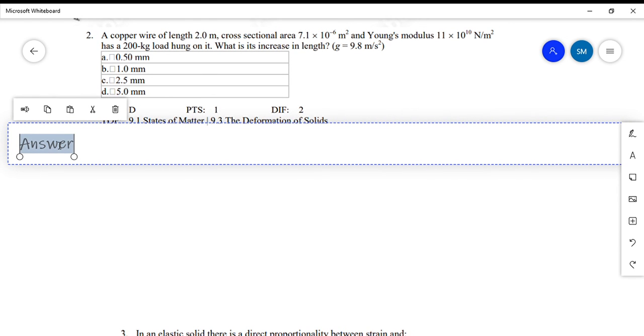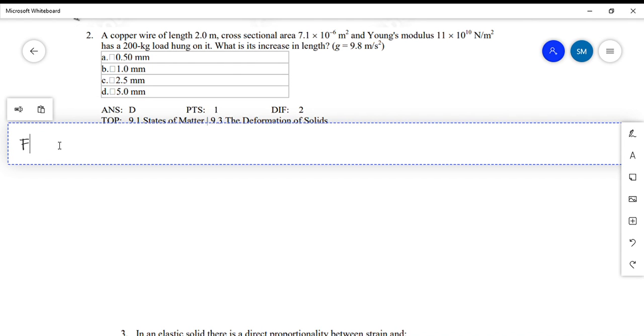To calculate delta L, or the increase in length, we have to know the strain. As he didn't give us the strain in the givens, we can use Young's modulus to calculate it. Young's modulus is simply equal to stress over strain. So strain is equal to stress over Young's modulus. We have to calculate the stress, as he didn't give us the stress in the givens. Stress is equal to force over cross section area. He didn't give us the force, so first we have to calculate the force or the weight.